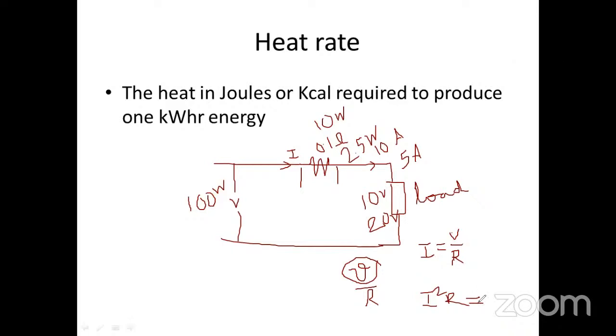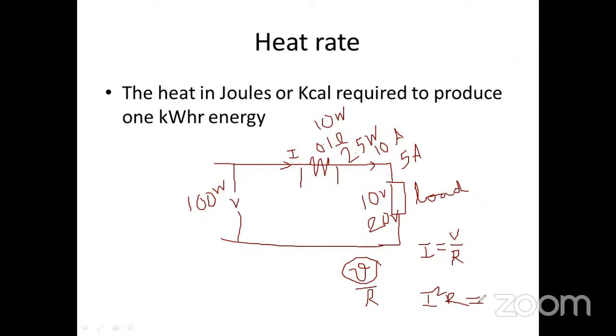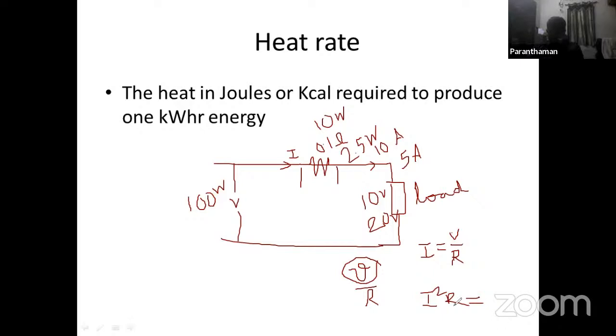Now imagine. Is everything clear now, sir? Voltage is directly applied to the load only. This I square R is what we are calculating here. That means I going through this resistance. R is that particular resistance. We are imagining a concentrated resistor, an equivalent resistor, not distributed.